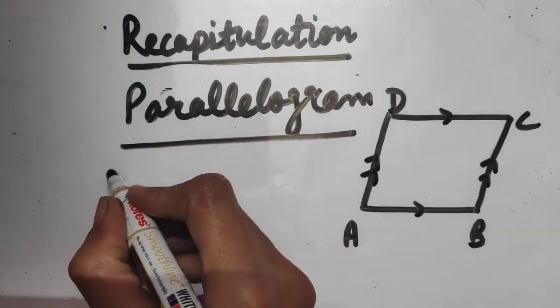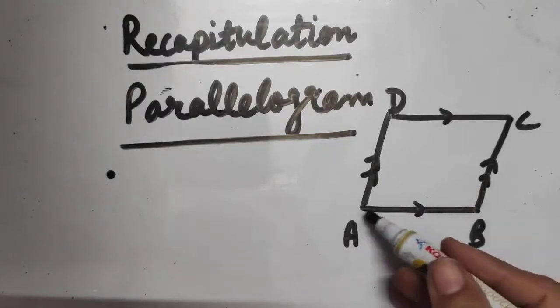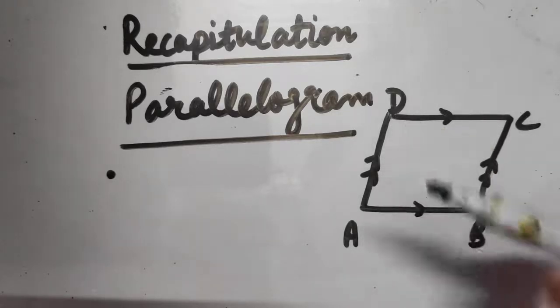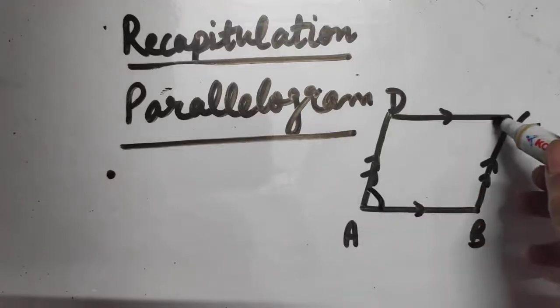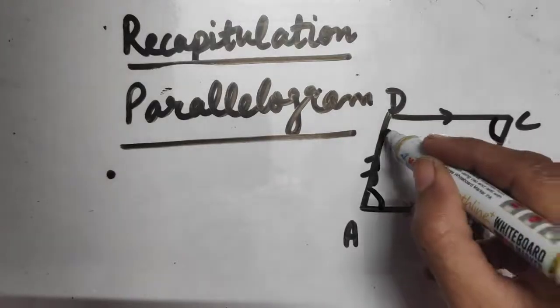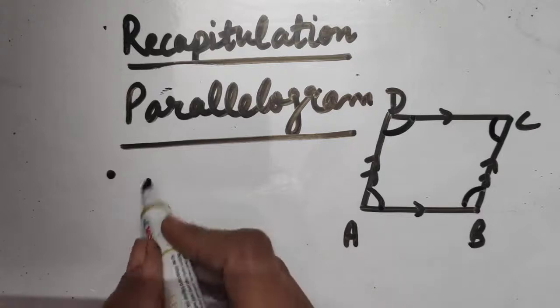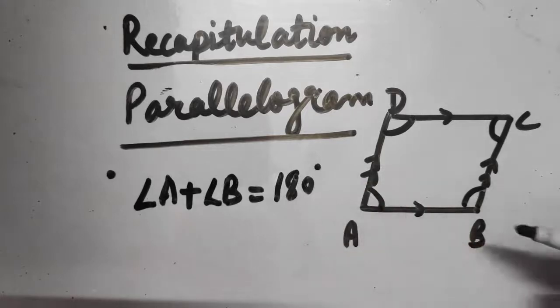The very first property is opposite sides of a parallelogram are of equal length. That is AB is equal to DC, BC is equal to AD. Then the second property is opposite angles of a parallelogram are of equal measurement. That is angle A will be equal to angle C, angle B is equal to angle D. Then third property is the adjacent angles of a parallelogram are supplementary. It means angle A plus angle B is equal to 180 degrees. Likewise for all other adjacent angles.